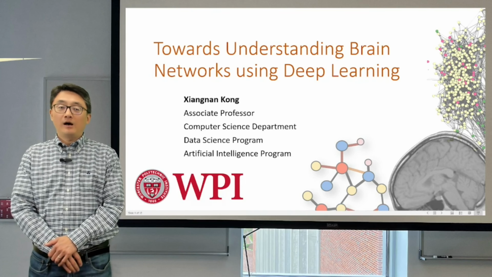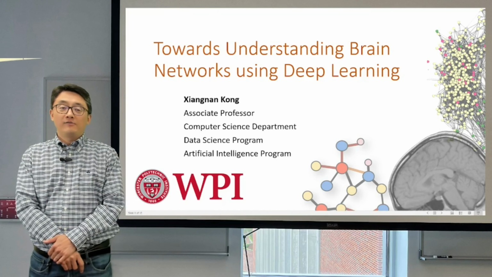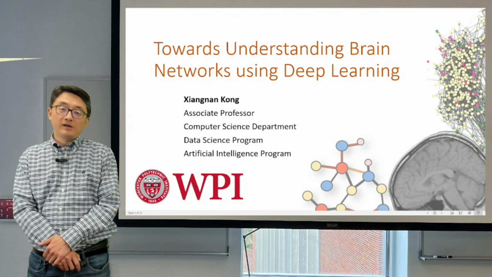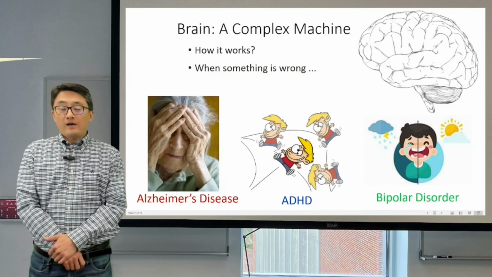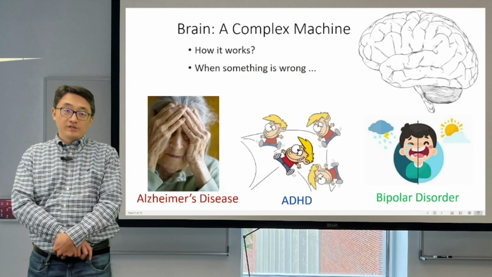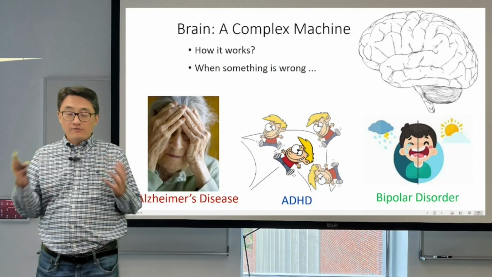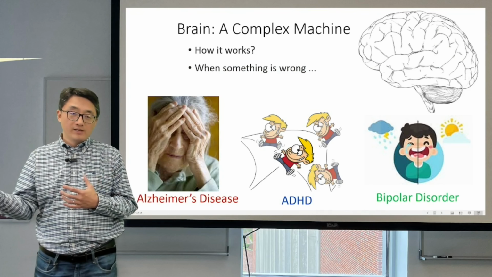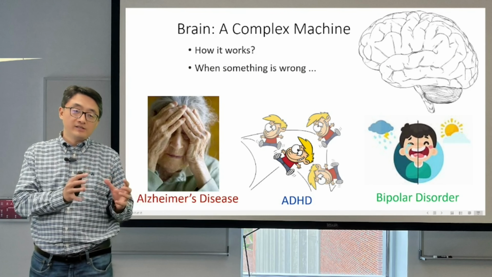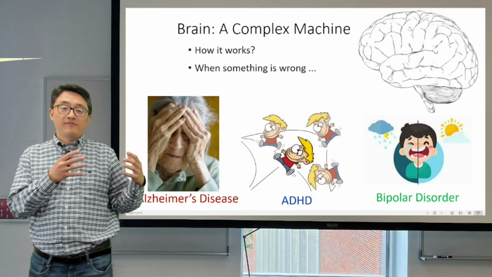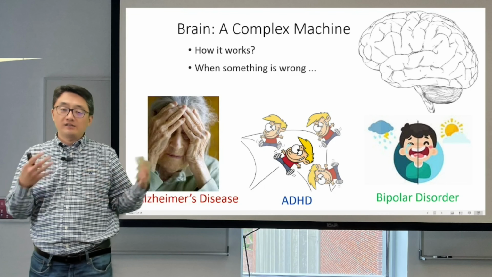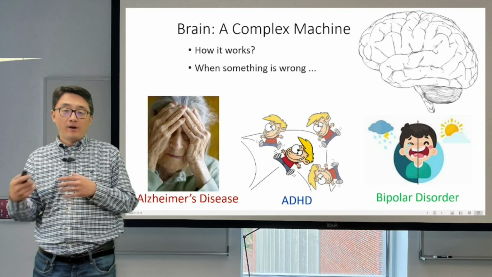Today, I'm going to share one research topic of mine for understanding brain networks using deep learning methodology. As we all know, the brain is a very complex machine, and a lot of researchers are trying to understand how it works. But when something is wrong with the brain functions, we can have different kinds of neurological diseases like Alzheimer's disease, ADHD, and bipolar disorder.